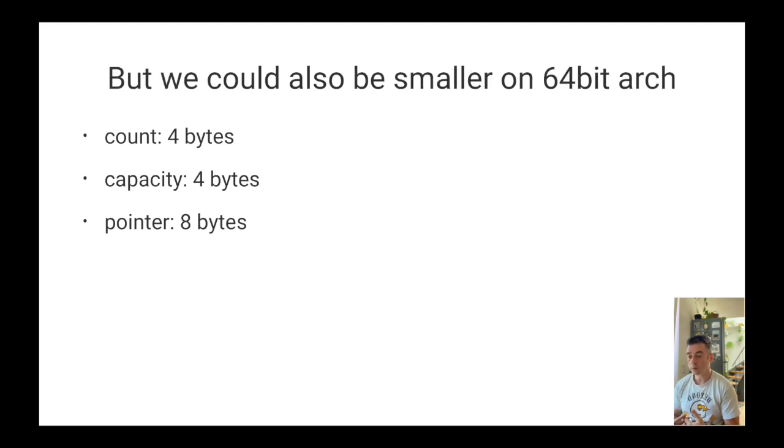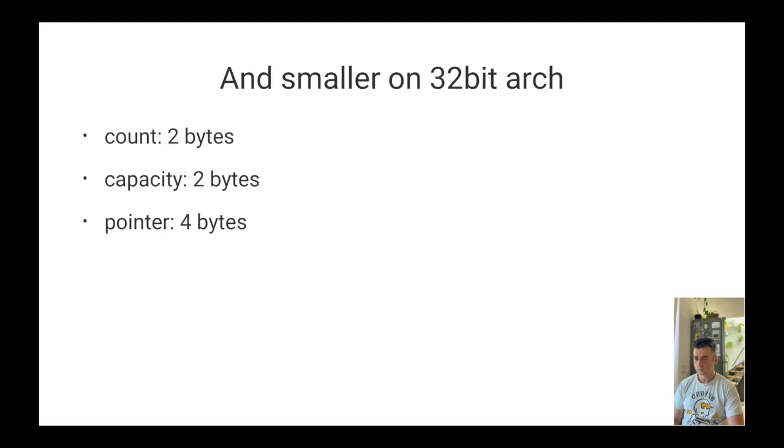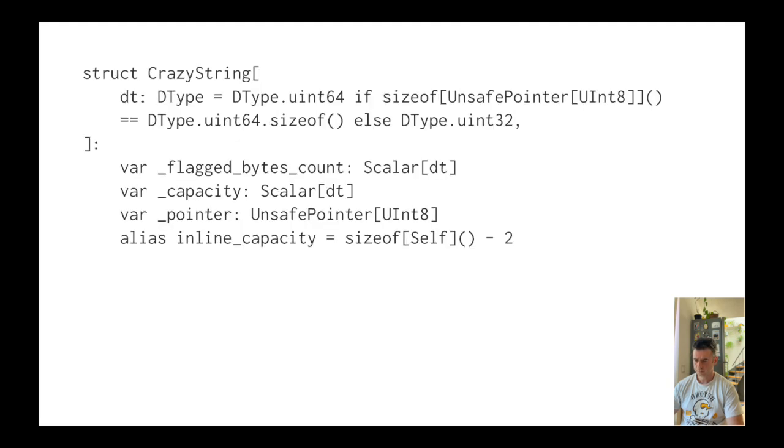But we could also be smaller on 64-bit arch. If we know, for example, that I always have very short strings, and I would like to go smaller in general, then we could just say that the count can be 4 bytes, the capacity can be 4 bytes, and the pointer can be 8 bytes, which in total will be 16, meaning that 14 byte characters will fit inline. On the 32-bit architecture it is basically 2 bytes, 2 bytes, 4 bytes, 8 in total, so 6 characters inline. So to do this, we need to define the struct a little bit differently.